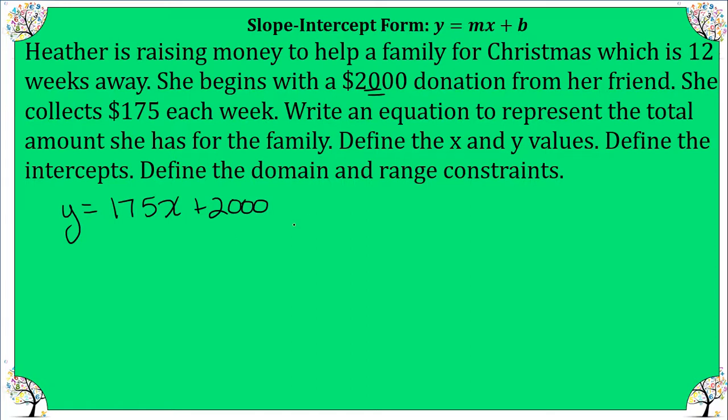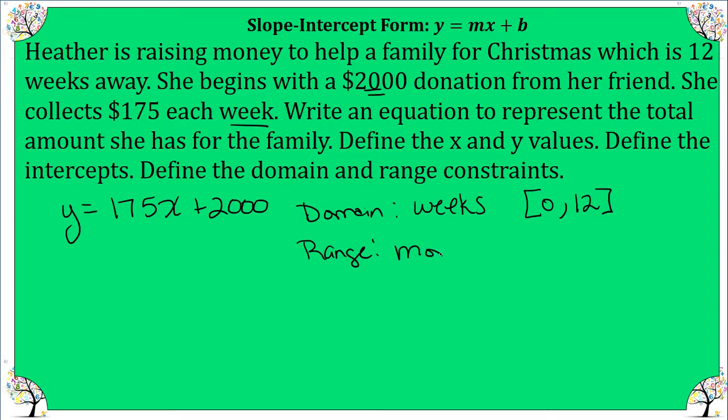So our domain is going to be the X values, and the X values is weeks. So how many weeks can she collect? Okay, so she's going to start at 0 weeks, and then she has at most 12 weeks. Then the range is the total money that she collects. What is the least amount of money in 0 weeks? She has that $2,000 donation. Now, we don't know how much is the most until we calculate it.